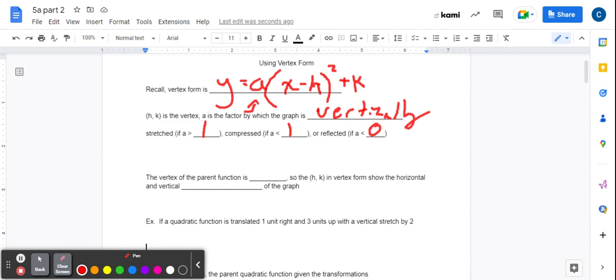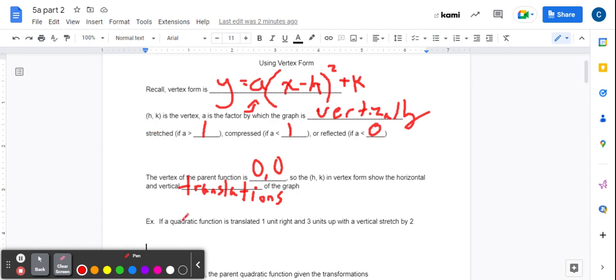The vertex of the parent function we know is (0, 0). So (h, k) in vertex form shows the horizontal and vertical translations of the graph. Whenever we have an h and a k in vertex form, all it does is show how it vertically or horizontally translates. And it goes back to what we did way back in Unit 1 with transformations.